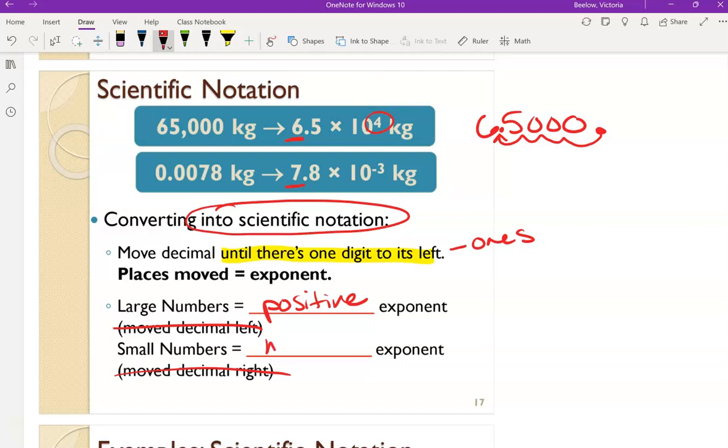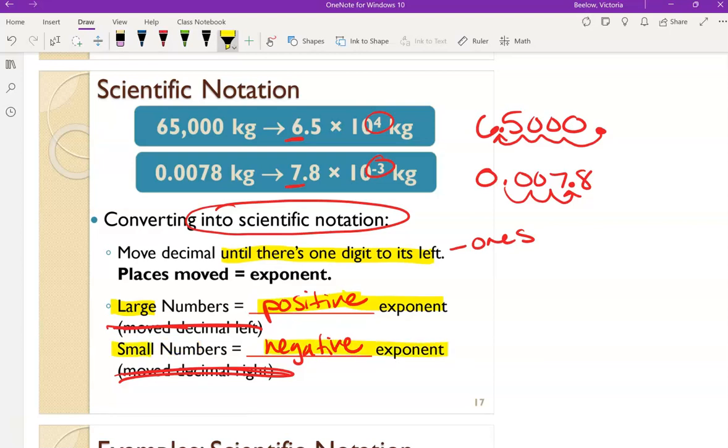Versus for small numbers, the exponent is going to be negative. So for this number, 0.0078, I had to move it 1, 2, 3 places to the right. That was 3 places, so that would be a negative number. Again, don't get too hung up on left or right. Just really focus on this part: large numbers have a positive exponent, small numbers are going to have a negative exponent.